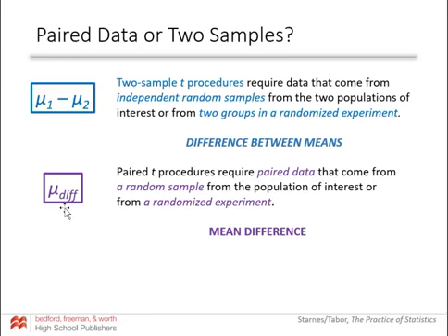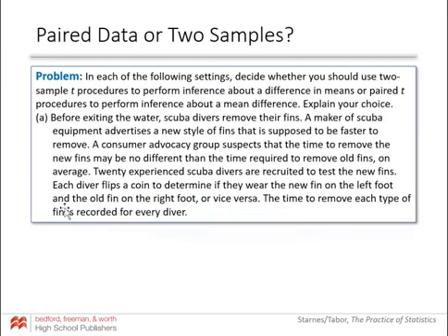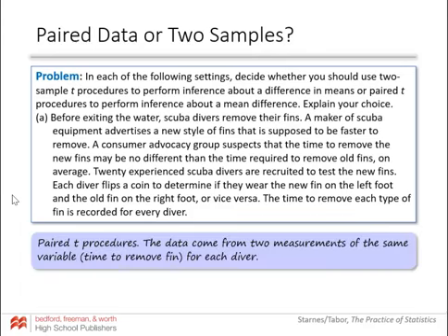So let's look at some examples. I want you to pause and read through the example, and then we're going to talk about which procedure we should use. All right, so this one should be a paired t procedure because we are having one diver use both kinds of fins and comparing the time to remove to they themselves rather than the average of everybody.